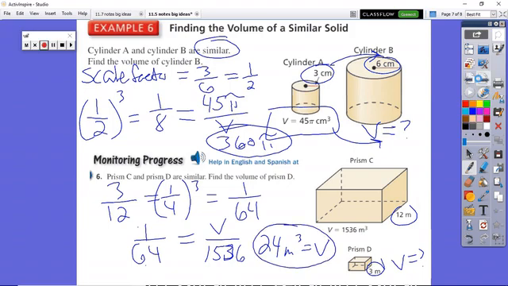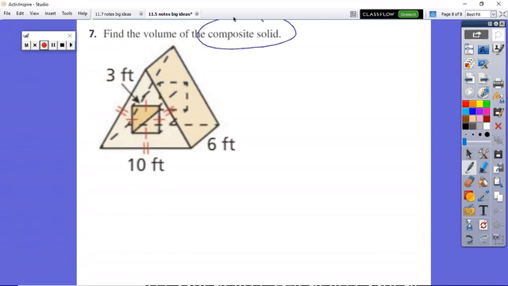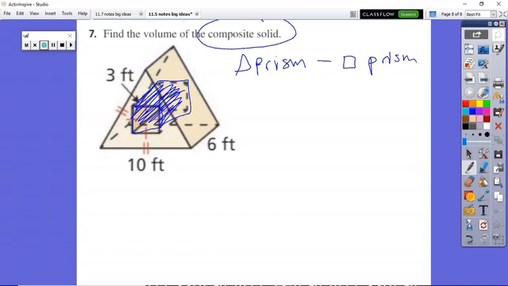All right, and wrapping things up today is what's called a composite solid. When you have a couple things happening together, whether they're on top of each other where you're adding them, or drilling a hole out where you're subtracting them like we are here. So we have a triangular prism with a square prism hollowed out of the center of it. My game plan is triangular prism minus the square prism. Now we've got to do a little bit of work here.